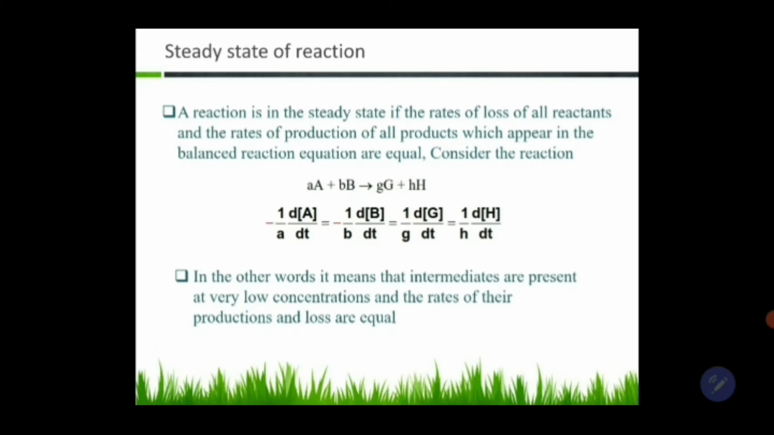In other words, it means that the intermediates are present at very low concentration, and the rates of their production and their loss are equal. That means whatever amount of reactants is getting consumed or whatever products are getting produced are equal. There is no stack up of the reactant in the form of intermediate. That is what the steady state approximation is.